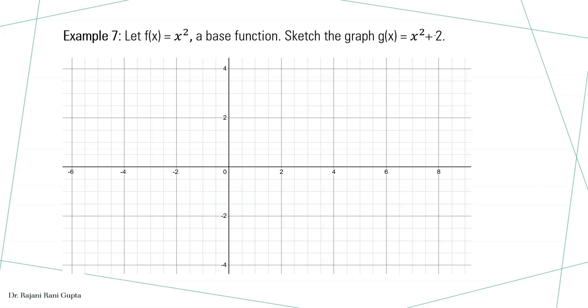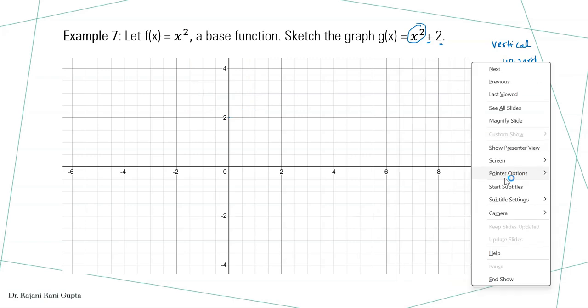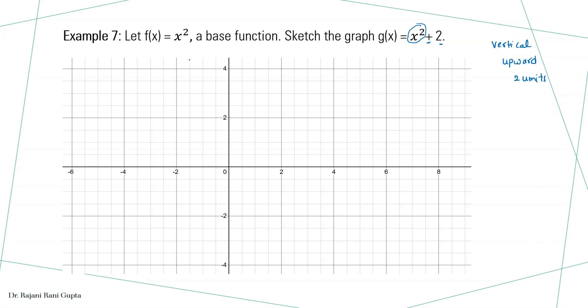Now, x square plus 2. So you see x power 2, it means it is vertical. And when you see plus, it means upward. By which number? 2 units. So 2 units here, upward. So this is your graph. Okay. Again, as I said before, make sure you are drawing it correctly. Symmetrically, I mean. So if it is like this from here, make sure it is the same even there. Okay.